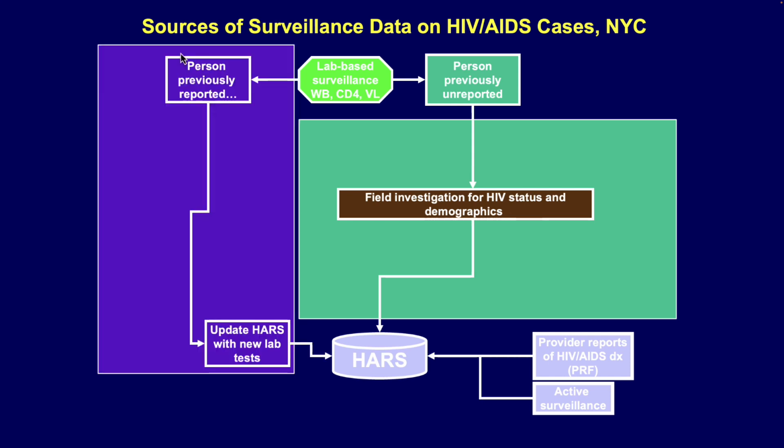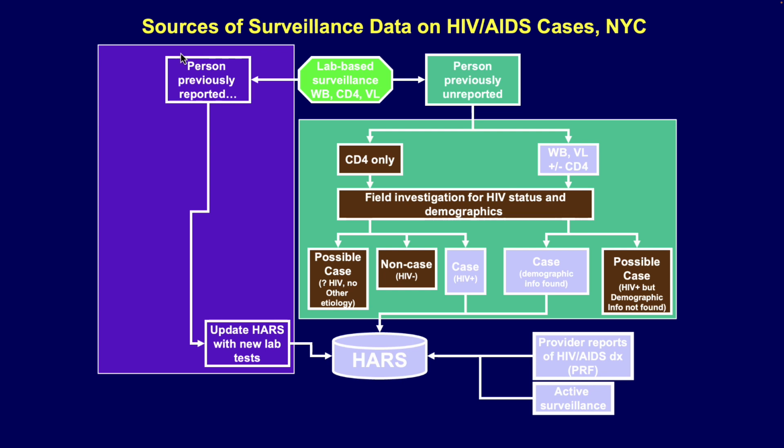If a lab report comes in and it represents someone who has been previously reported to the surveillance system, that is, that person already has a record in the registry, then it becomes a matter of identifying that match and updating the record with the new lab test results. The new lab test results may have some significance, and we'll come back to that.